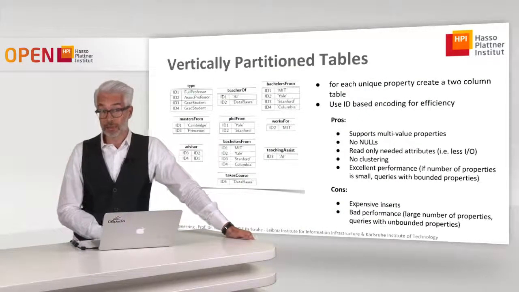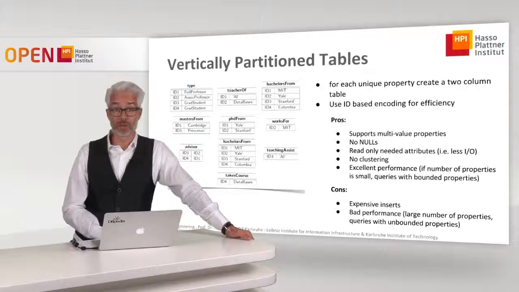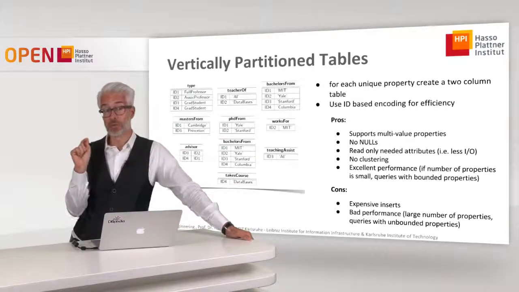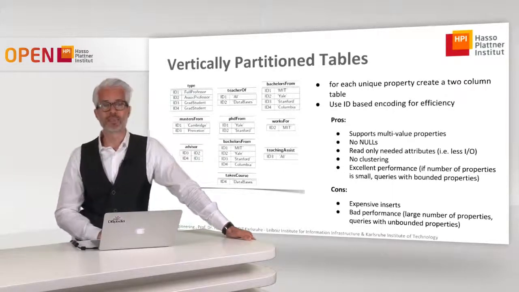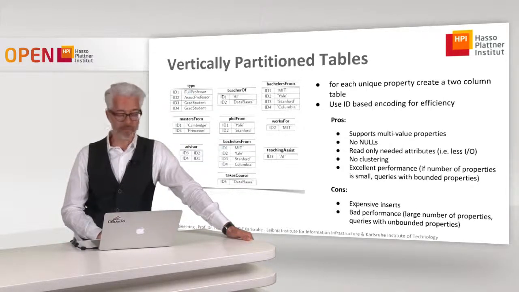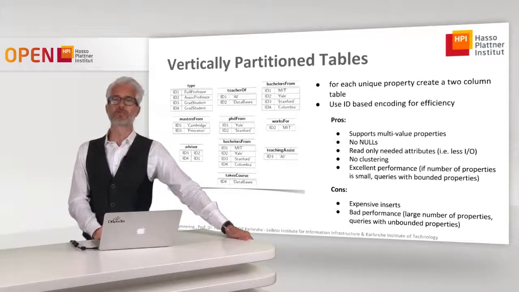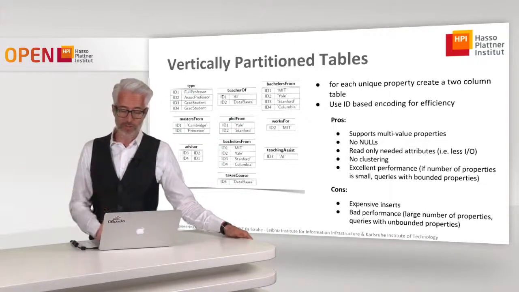But what you could do in that case is introduce so-called vertically partitioned tables. What are vertically partitioned tables? What you do here is for each single property, you create a two-column table which contains subjects and objects which are connected via exactly that property. So for example, we have here a type table, a bachelor's from table, a master's from table, and then you have the subjects and the objects which are connected via exactly that one and only property. And of course, you're using this ID-based encoding for more efficiency. The pro on that side, of course, is that you can support multi-valued properties.